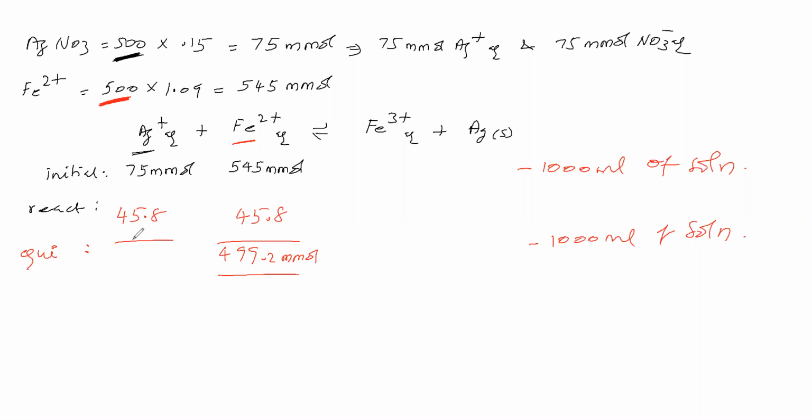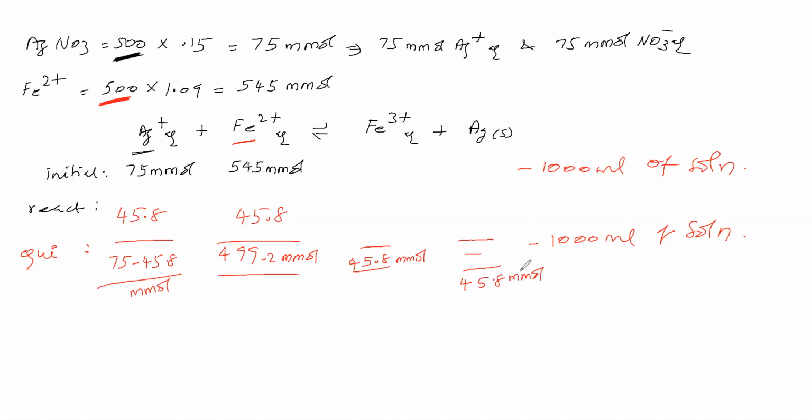So how much Ag plus will be remaining? Ag plus: 75 minus 45.8 millimoles of Ag plus ions remaining. Then Fe3 plus: how much Ag plus reacts, that much Fe3 plus will be formed. So 45.8 millimoles of Fe3 plus will be formed. Ag is solid, so we need not consider it.